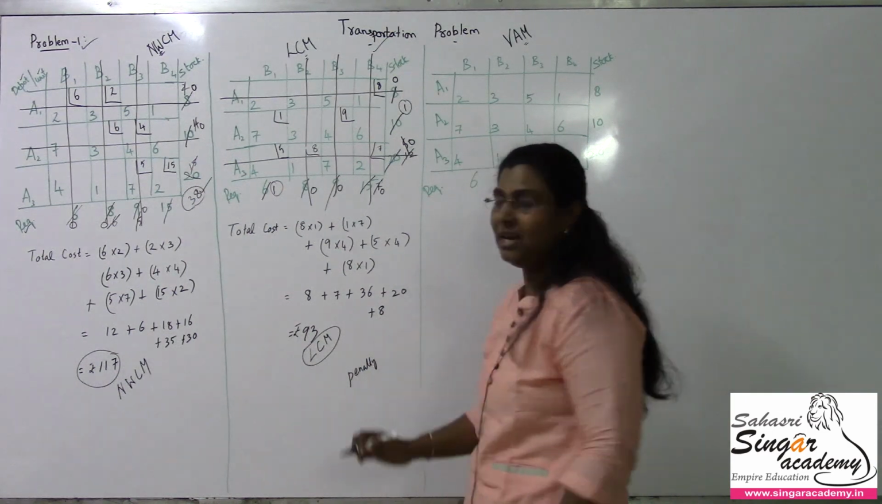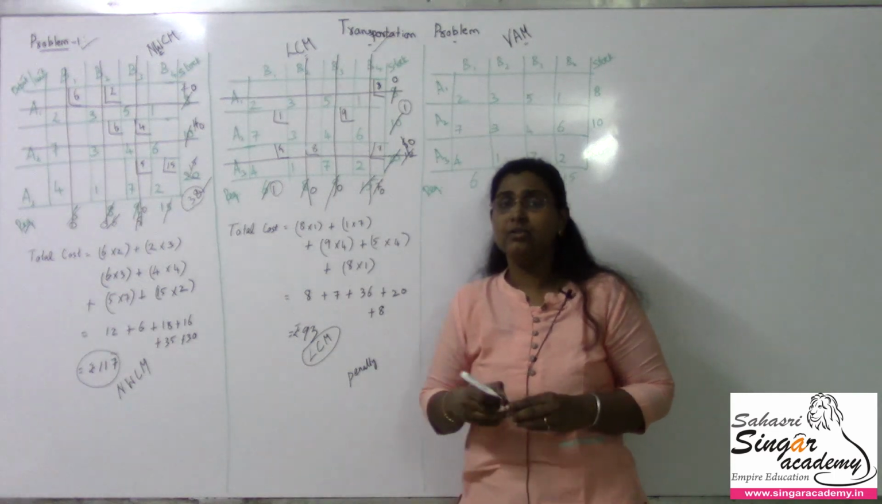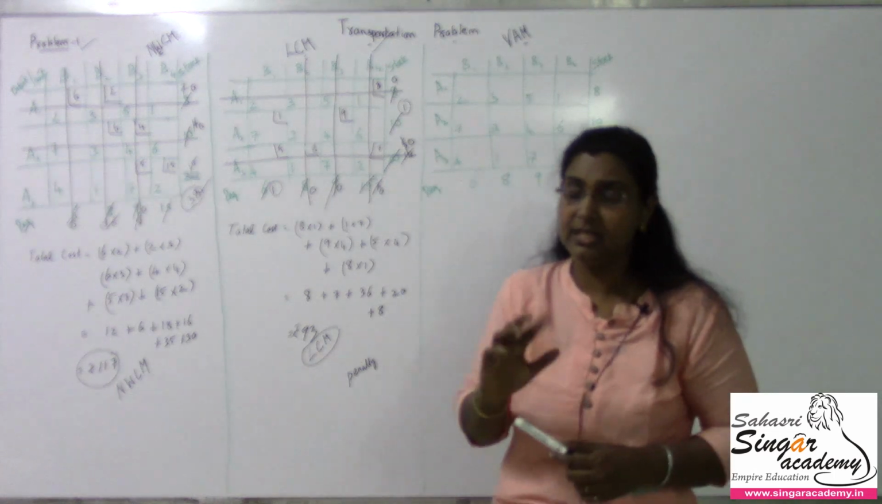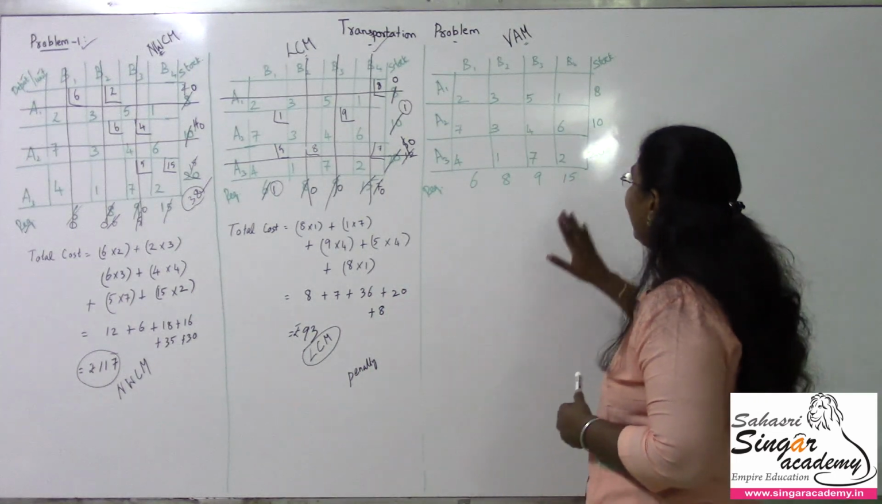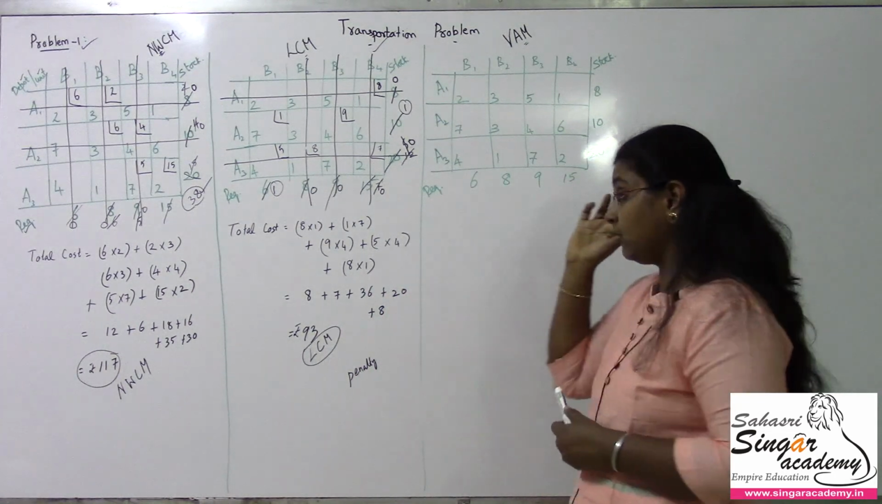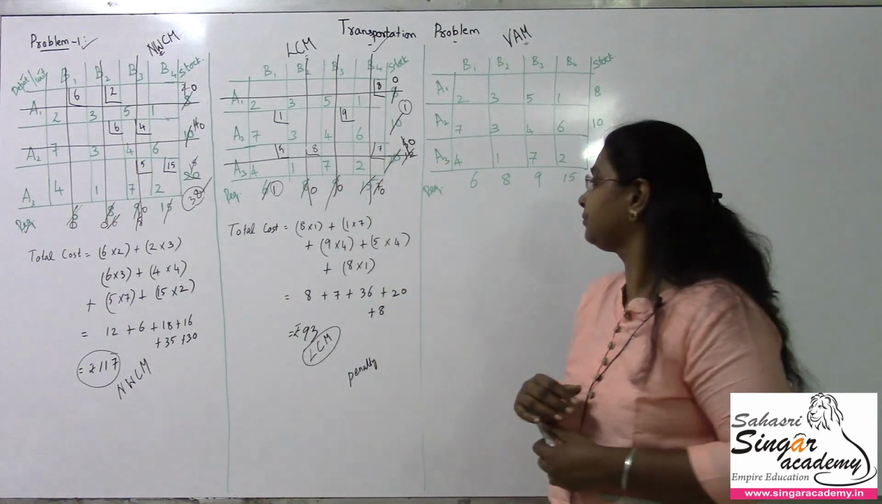It's very simple. He'll find the difference and he'll choose the most difference, right? Fine. So here VAM is using the penalty method, or you'll call this an iterative method also. He'll go iteration by iteration.